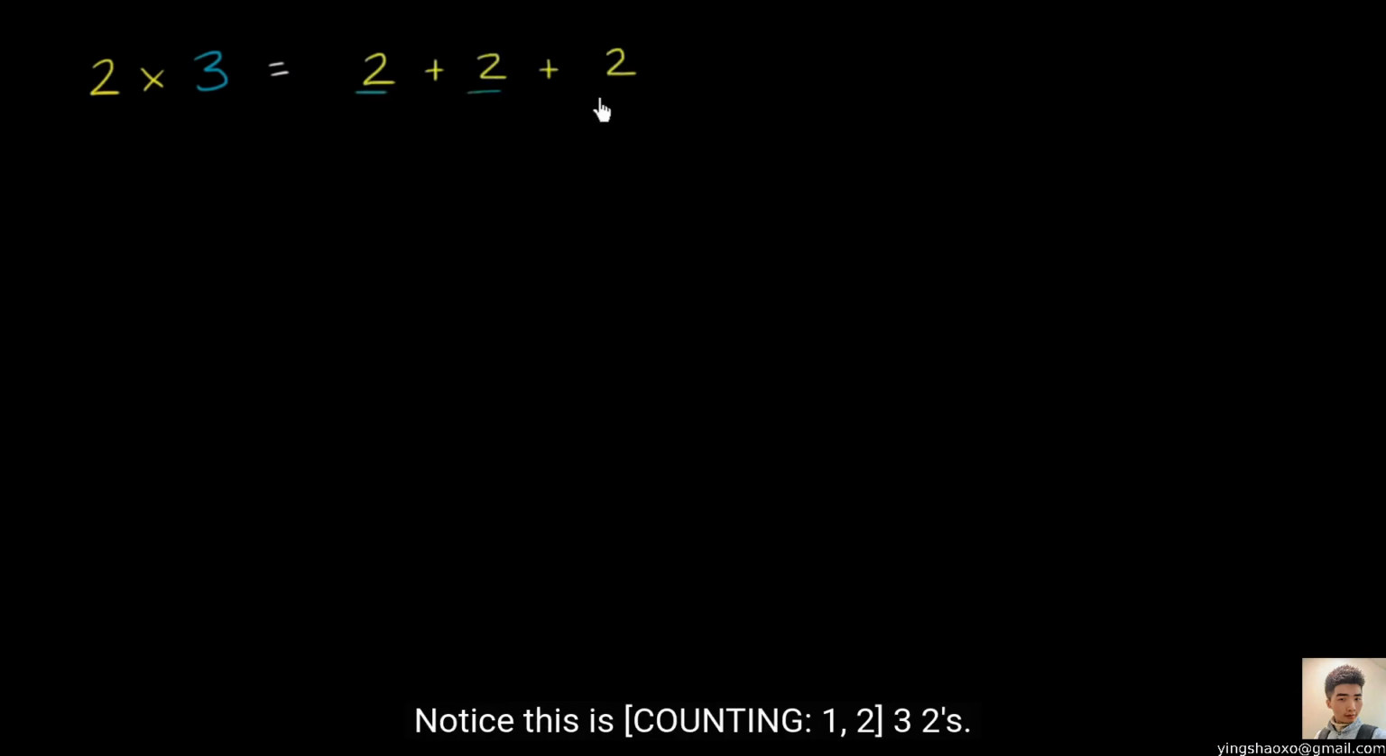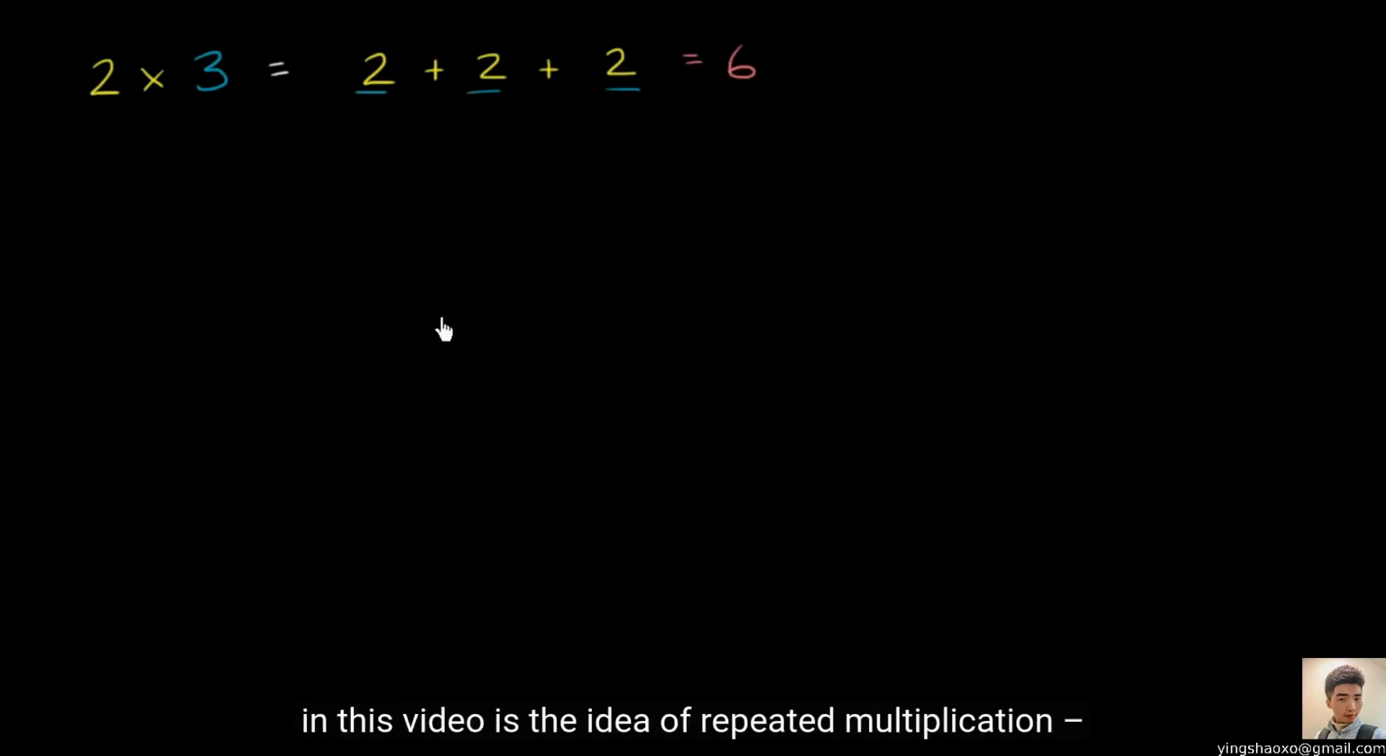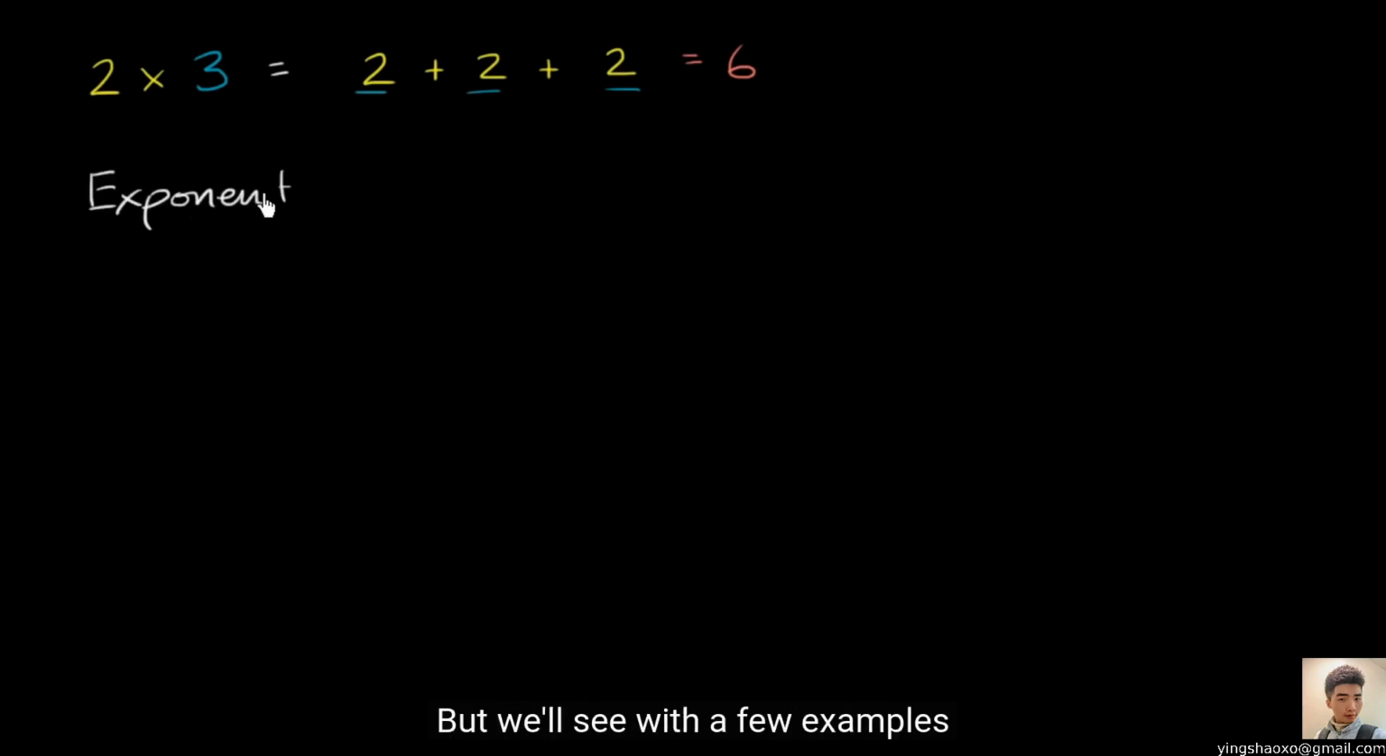We could literally view this as 3 2's being added together. So it would be 2 plus 2 plus 2. That's 1, 2, 3 2's, and when you add those 2's, you get 6. What we're going to introduce you to in this video is the idea of repeated multiplication, a new operation that really can be viewed as repeated multiplication, and that's the operation of taking an exponent. It sounds very fancy, but we'll see with a few examples.